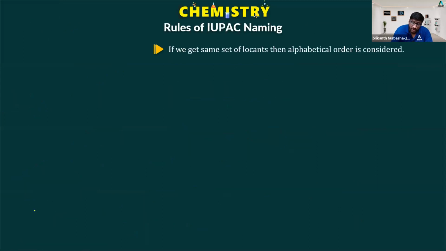These are different simplest compounds only. So let us try to name. If we get the same set of locants, then alphabetical order is considered. Like if you are having the same set of locants, like 2 5 and 2 5, 3 5 and 3 5, 1 2 and 1 2, or 3 4 and 3 4. If that is a possibility, then you have to follow the alphabetical order, where the substituent having the smallest alphabet will be given the highest priority.